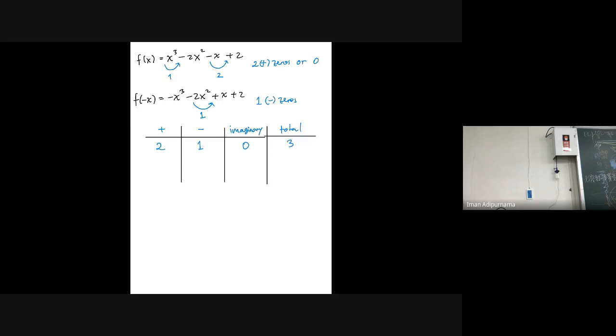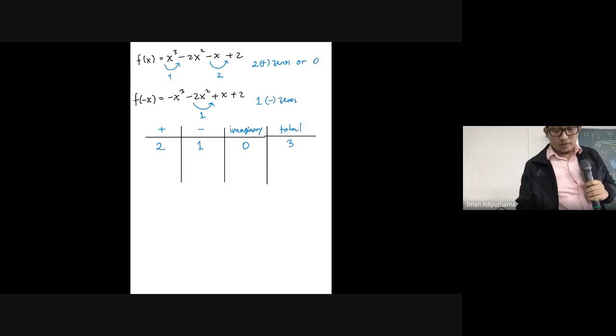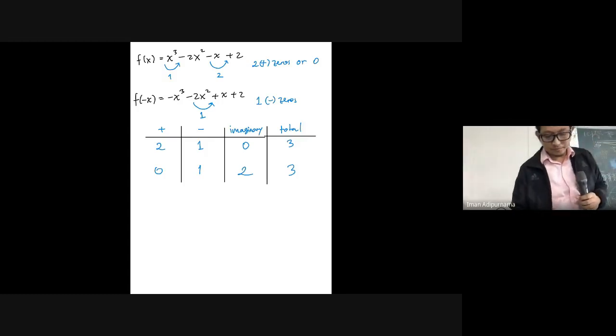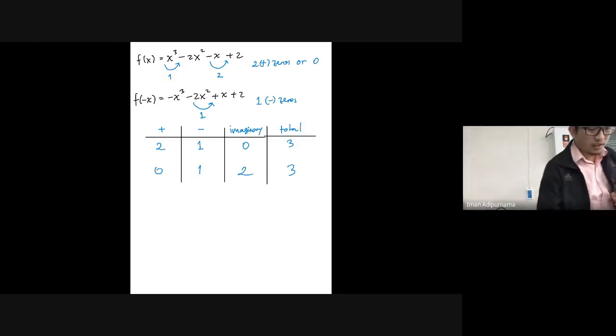The total 3 depends on the degree. And for the other one, the possibility is 0 positive, and because there's still only 1 negative, it's just 1. Then it turns out the total should be 3, so you have 2 imaginary. And we can try to test whether this prediction is correct, and we can find the real zeros. So this is Descartes' rule first, and then second, try to find the real zeros.